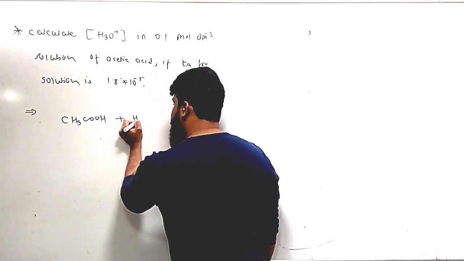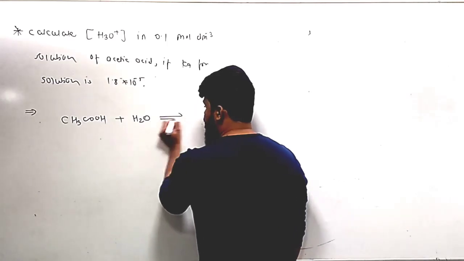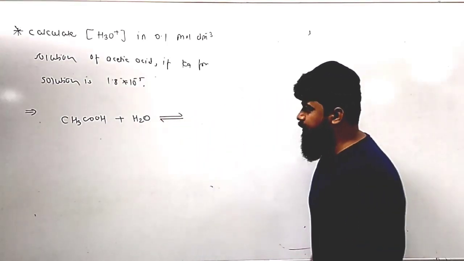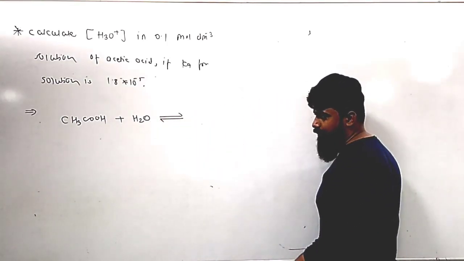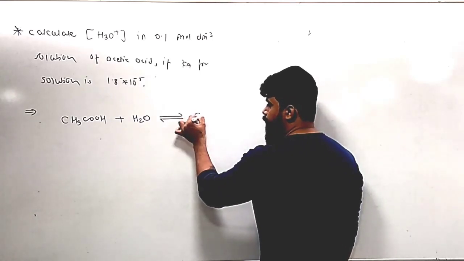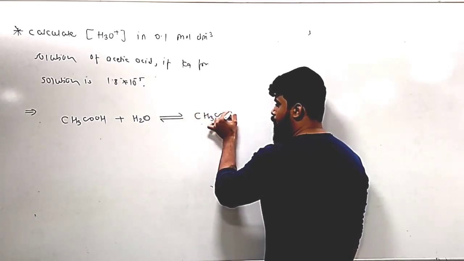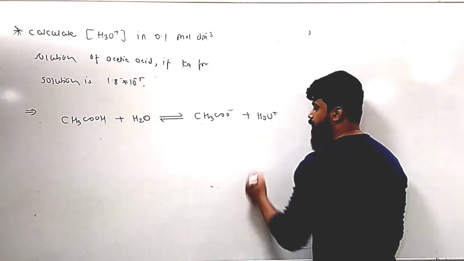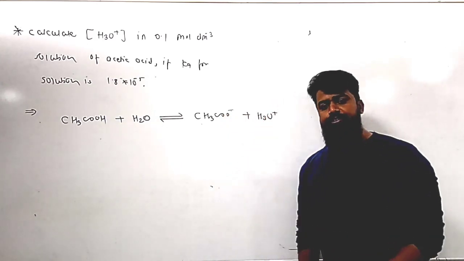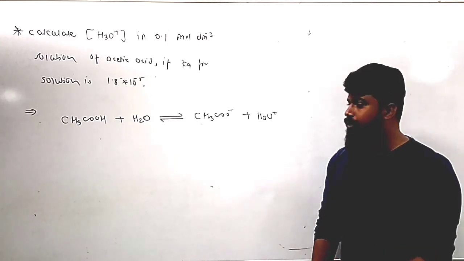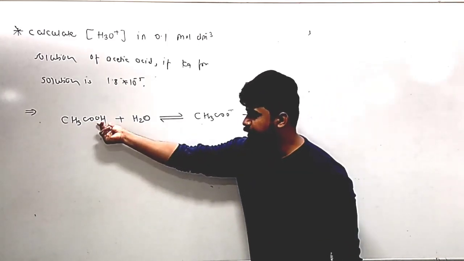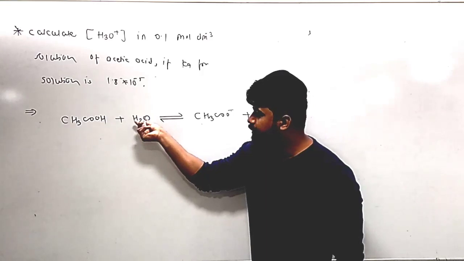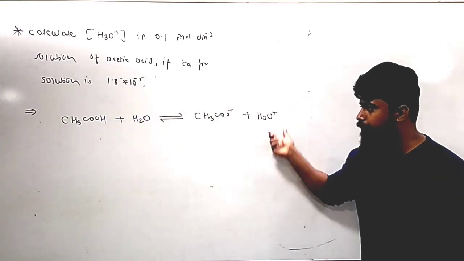When acetic acid is dissolved in water, as it is a weak acid, it is dissociated reversibly to a lesser extent in the form of CH3COO minus and H3O plus. When you look at this reaction, you simply find that the acetic acid loses an H plus ion, this H plus ion is accepted by the H2O and it becomes H3O plus.